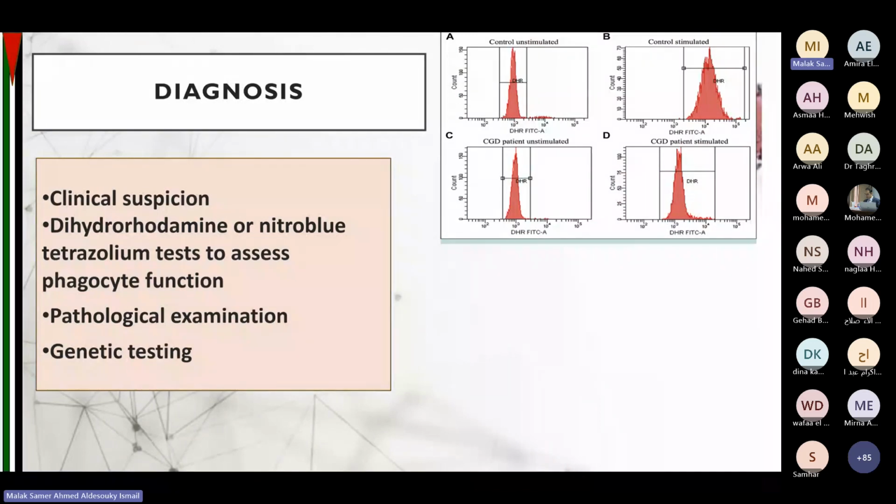And here is a graph showing the unstimulated side on the top left, and on the top right, normally after stimulation, there is a shift of the graph to the right, indicating increased fluorescence intensity, whereas in CGD patients, cells are non-functioning: no stimulation, no change, and no shift in the graph.